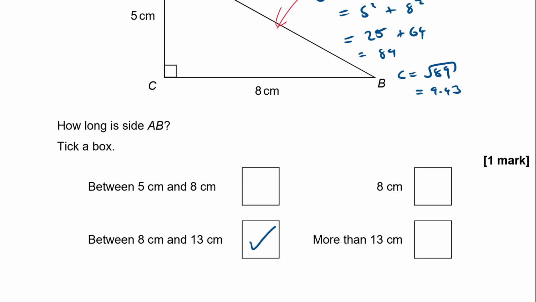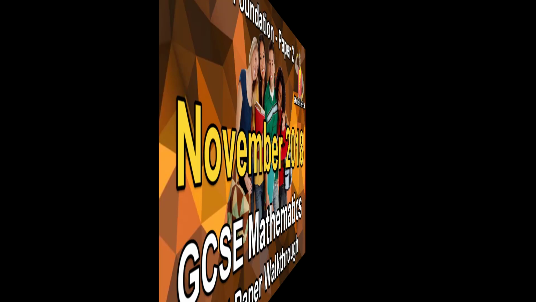I think we could have just said it was between 8 and 13 and just guessed. It can't be 8 or less because it's the longest side, so it's got to be more than 8, and it can't be longer than the two other sides added together because that wouldn't make a triangle. Okay, so that's the other way of doing it.